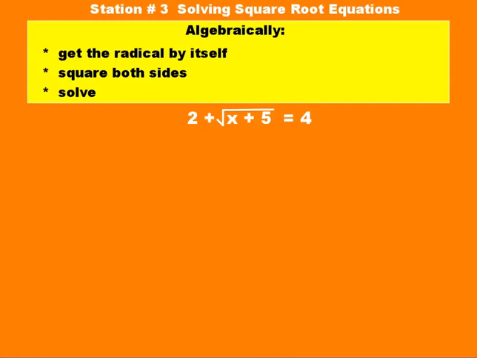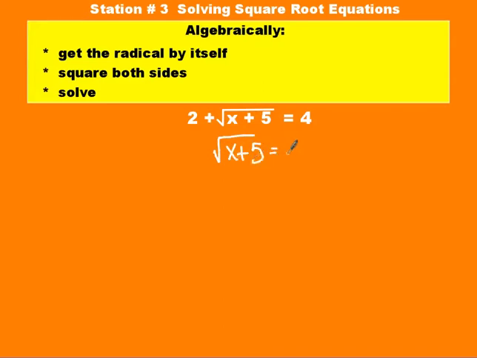Solving square root equations. All right, first let's do it algebraically. We are going to have to get the radical all by itself. We say isolate the radical. So this 2 right here has got to go. So we're going to subtract it. That'll give us x plus 5 under the radical sign.